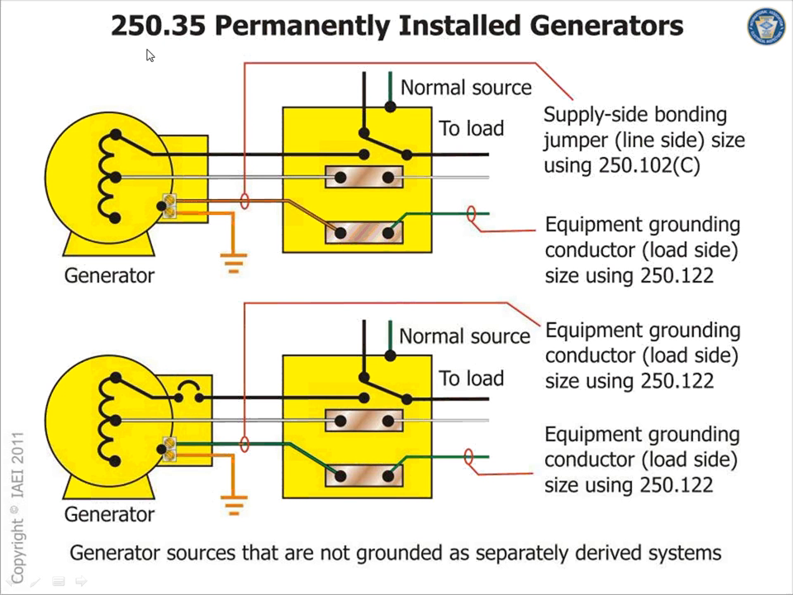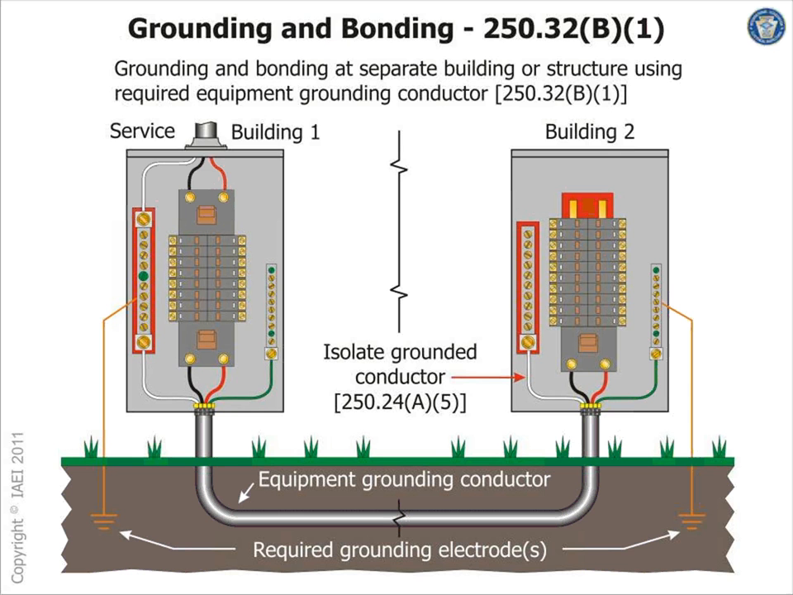Here's what I mentioned. This is your supply side bonding jumper, guys. There is no overcurrent protection device. That's called supply side bonding jumper. The minute that you put your overcurrent protection device right here, this wire turns into an equipment grounding conductor. Very, very clear in the code. What's the difference? The sizing is different. One is based on the circuit breaker, the other one is based on the conductors.